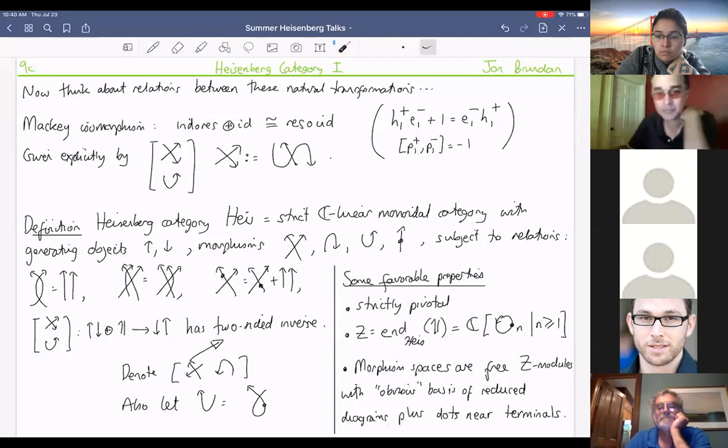Okay, so that's the Heisenberg category. Of all of these monoidal categories, I think this is one of the very simplest ones. The relations are really very clean and tidy.